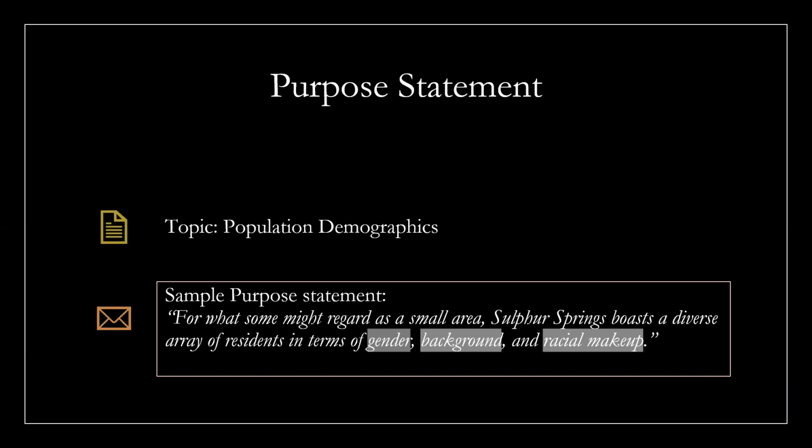We can see on the screen the 3 subtopics that are highlighted in the sample purpose statement: gender, background, and racial makeup. That guides what the writer is going to convey in their report. Those are their 3 colorful subheaders throughout.